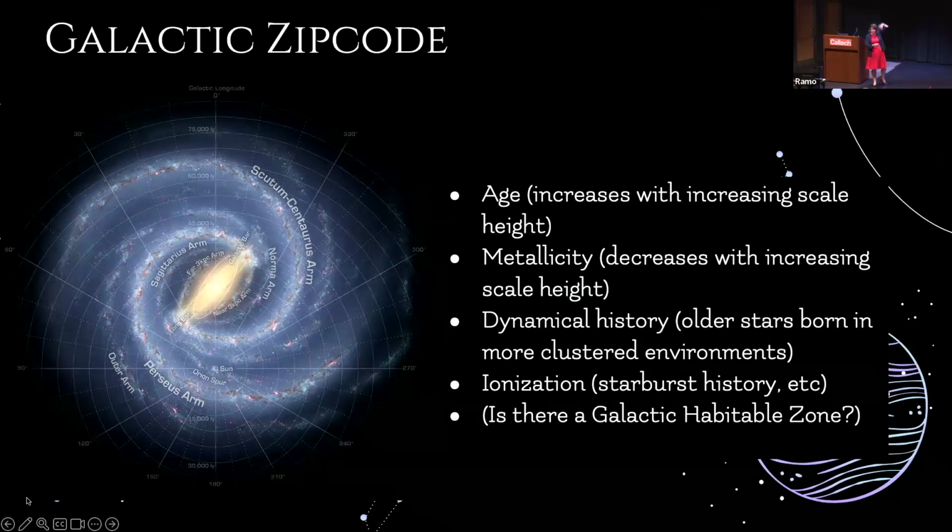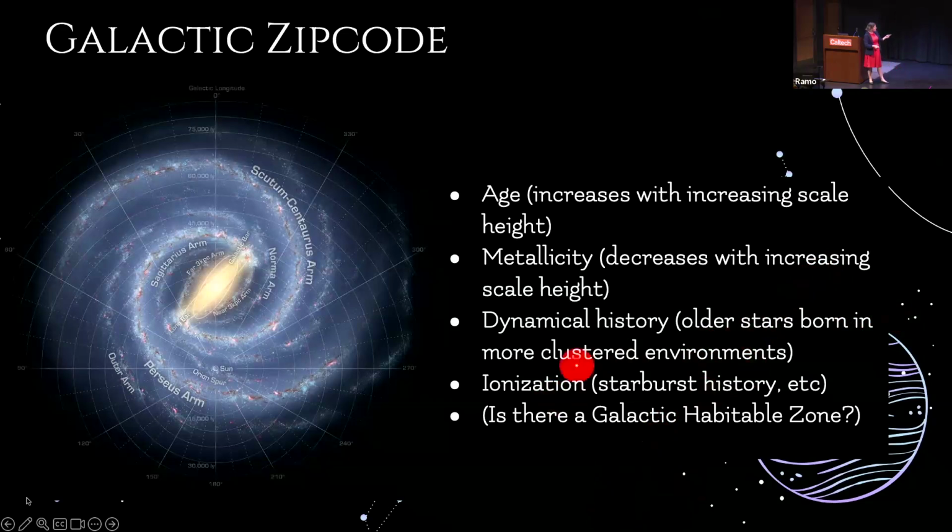The older you are, the oldest populations are at the highest scale heights. Metallicity decreases with increasing scale height. The higher you get above the galactic midplane, the fewer heavy elements you have. The dynamical history: these halo stars and thick disk stars have had a longer, more dynamical history than the youngest stars. Their ionization history: the galaxy hasn't just sat there for 13 billion years. It's had starburst eras. It's had ionization history as well.